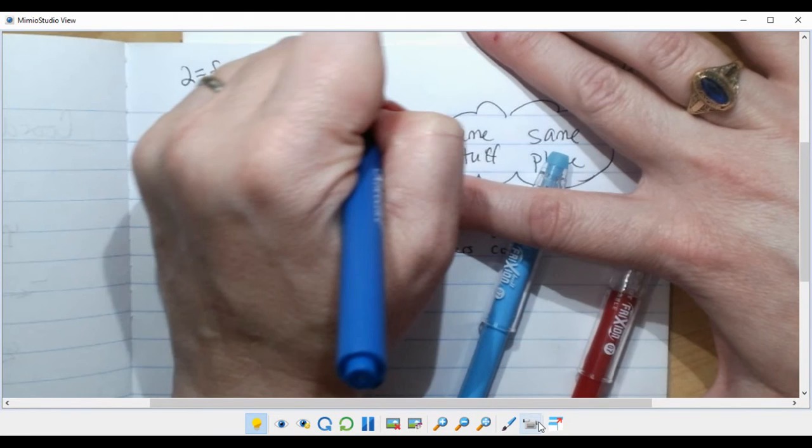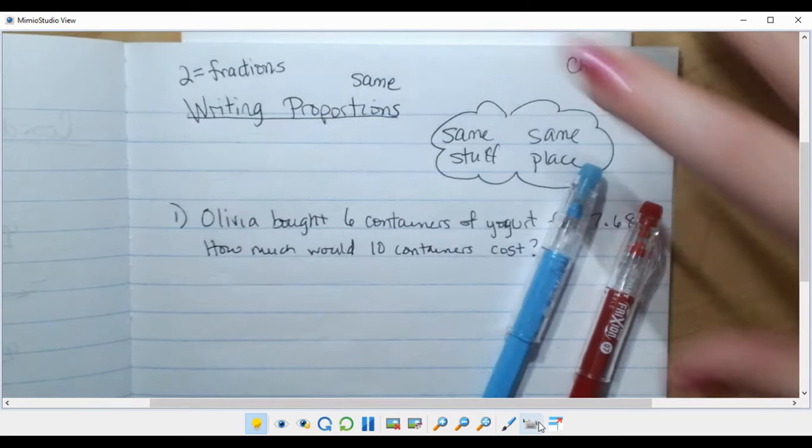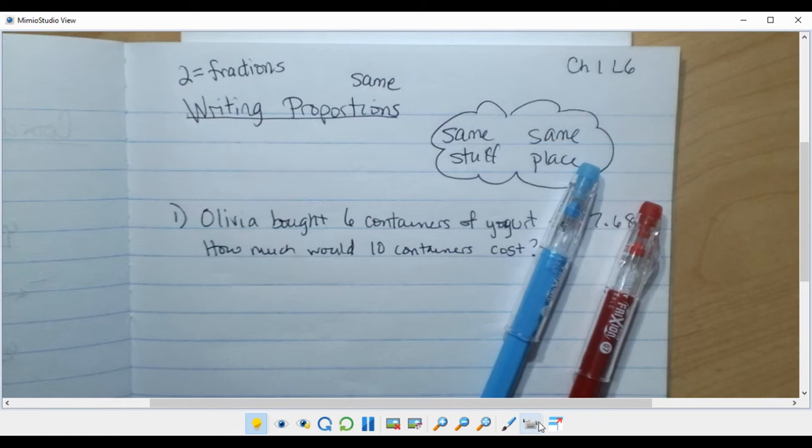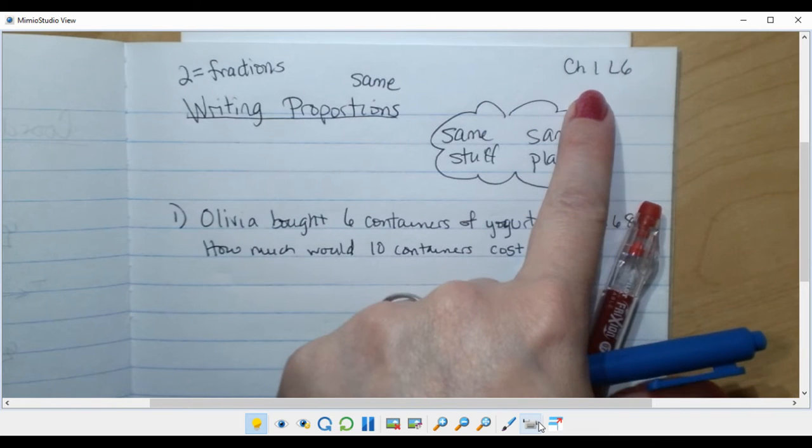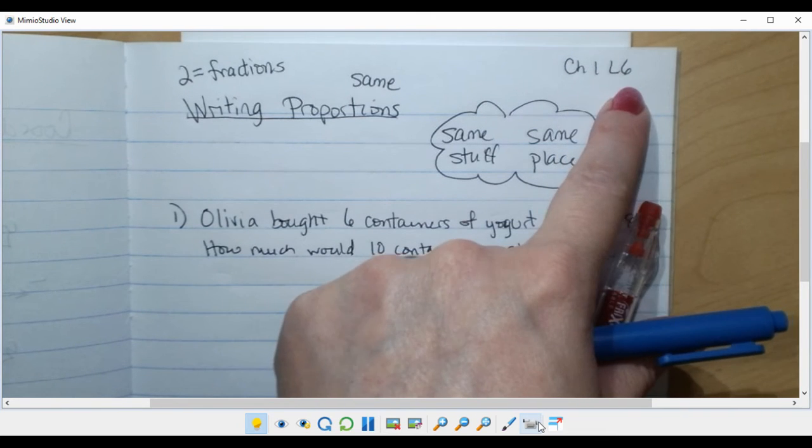So today we are going to learn how to write proportions. Last week we talked about how to solve them. Now we're going to learn how to set them up. This is a continuation of chapter 1, lesson 6, if you need to look anything up.